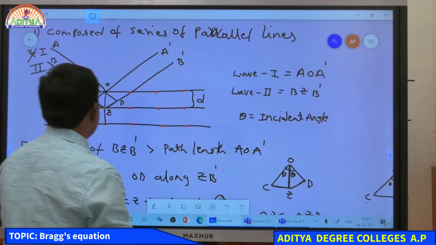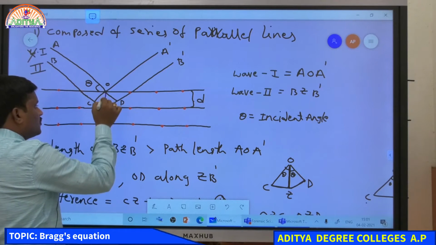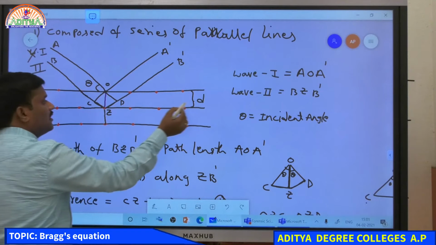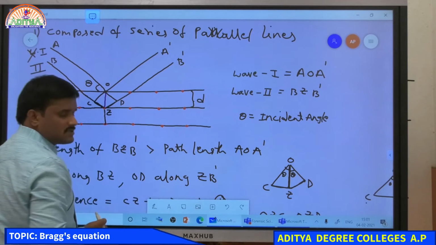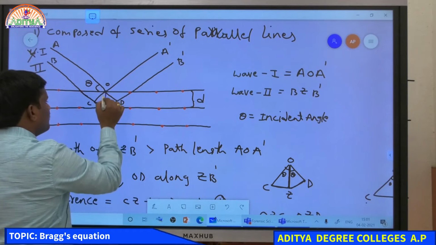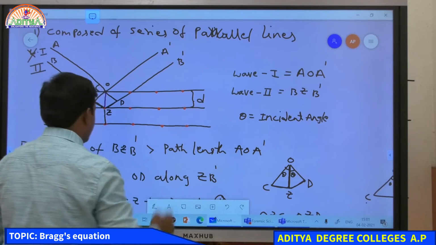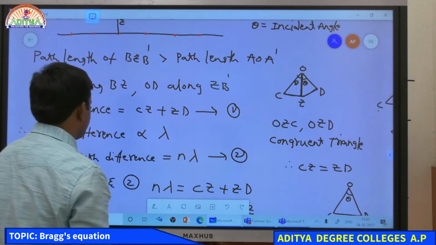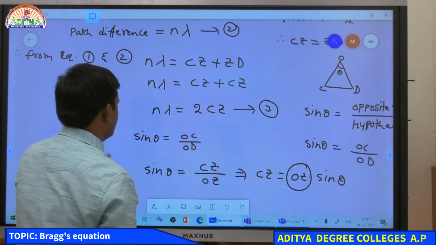So here this is OZ. So from O to Z, this is equal to the distance between the two planes. Therefore, the OZ value is always equal to d, that is, the distance between the layers present in that crystal.